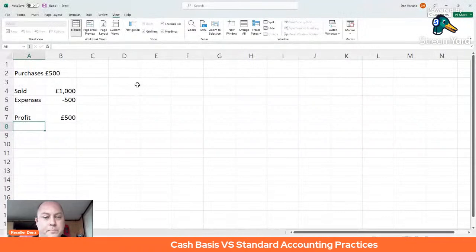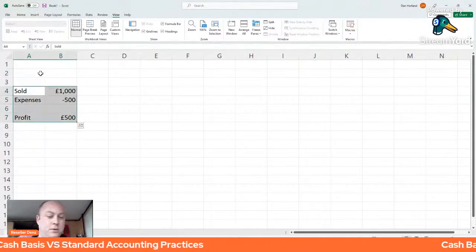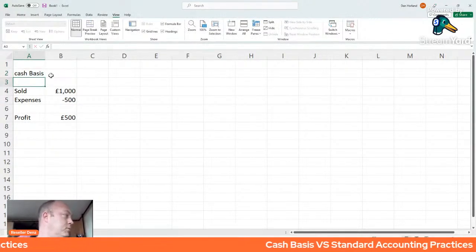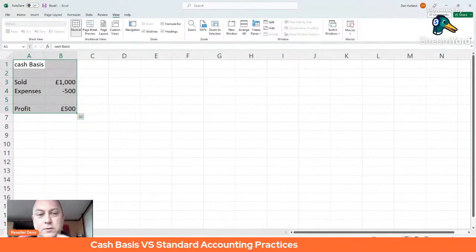Now, let's move that up here. Just put cash basis. So we're just basically going to build this up. It might take a while. Stick with us.